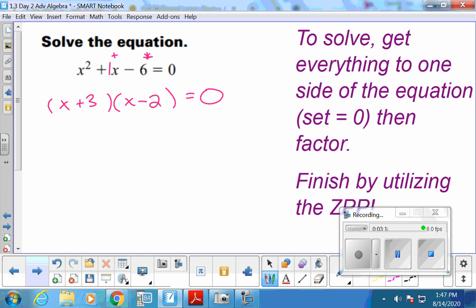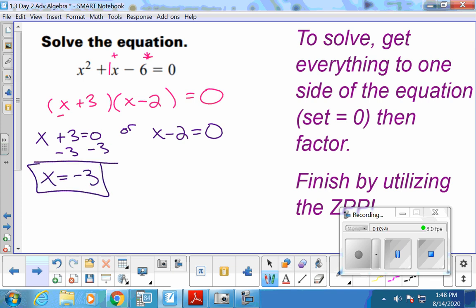Now, since we're set equal to 0, this is where the zero product property comes in. Since x plus 3 times x minus 2 equals 0, one of these two has to be true. Either x plus 3 equals 0 or x minus 2 equals 0. So you can solve that. Most people do the step in their head. X would be negative 3, or x would be 2.